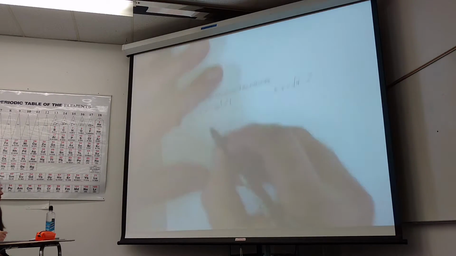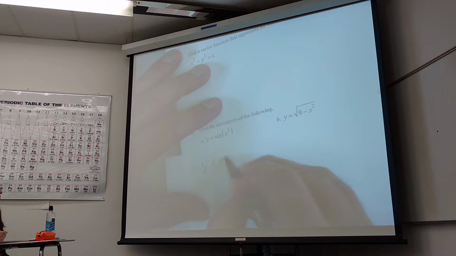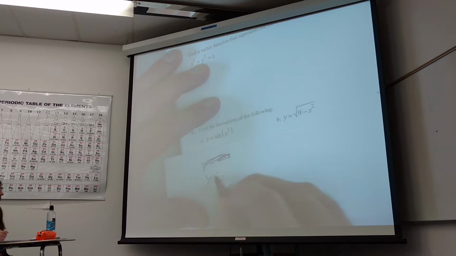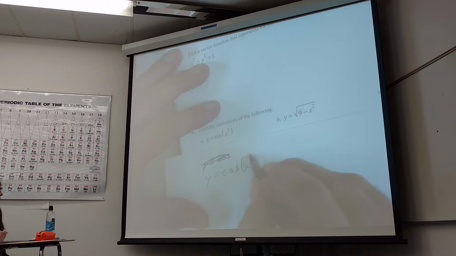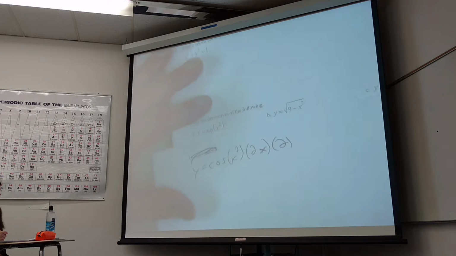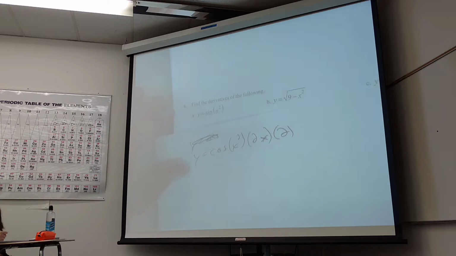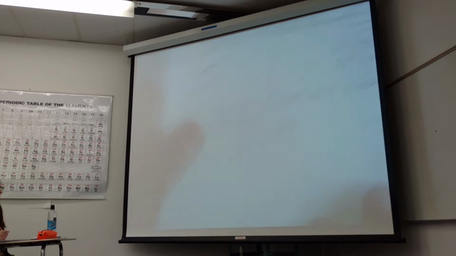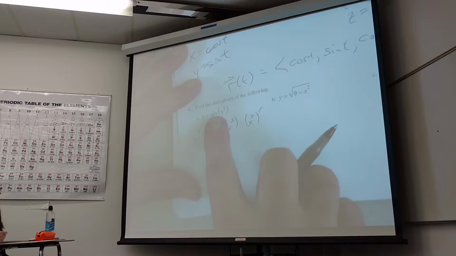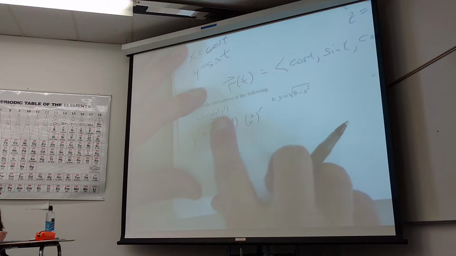I see this all the time. y equals cosine x squared, and they write 2x, 2. Oh, they keep going. And they're just like, how do I tell how to stop? Mr. Waller, just don't do that. Look here. So here's the rule: derivative of the outside function times the derivative of the inside function.